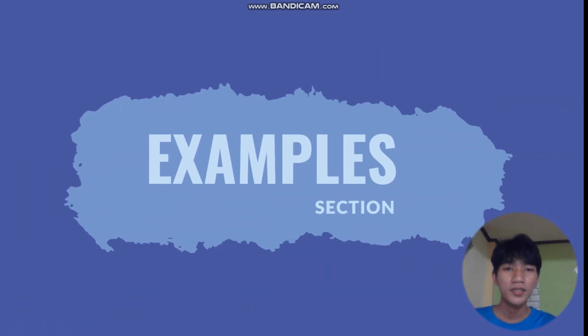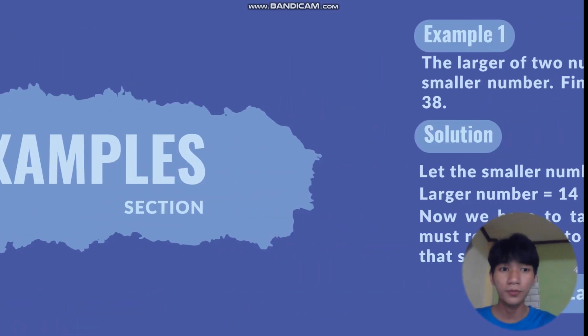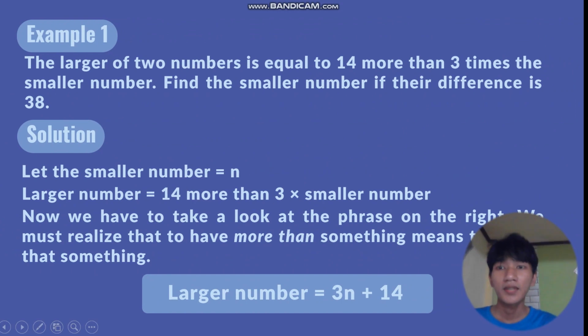Okay. For the next section is example from the book. Example 1. The larger of the numbers is equal to 14 more than 3 times the smaller number. Find the smaller number if their difference is 38. First solution, let the smaller number be n and the larger number is 14 more than 3 times the smaller number.